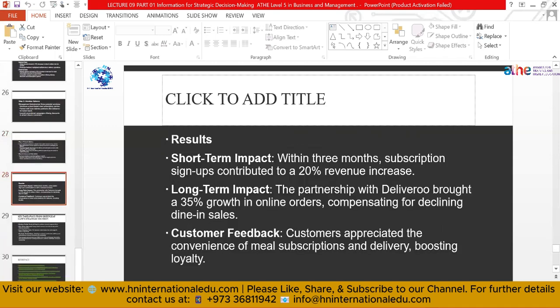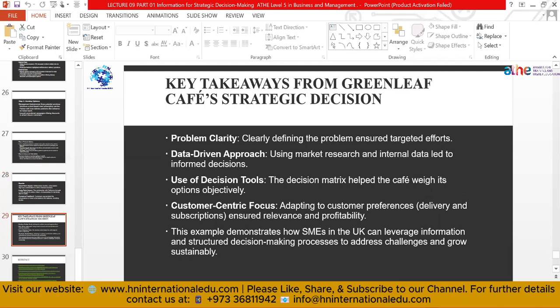Results, that is the impact and feedback. Short-term impact: within 3 months, subscription sign-ups contributed to a 20% revenue increase, which we were not able to surpass within the past 6 months. Long-term impact: the partnership with Deliveroo brought a 35% growth in online orders, compensating for the declining dining sales. So the decrement which we had for the past 6 months was filled within a short time, up to 35%. Consumer feedback: consumers appreciated the convenience of the meal subscriptions and delivery, boosting loyalty. That is, now they're not going to go to another brand.